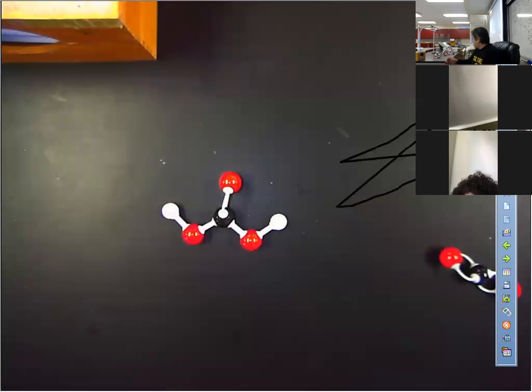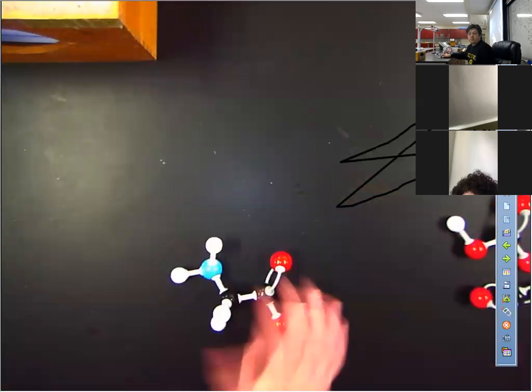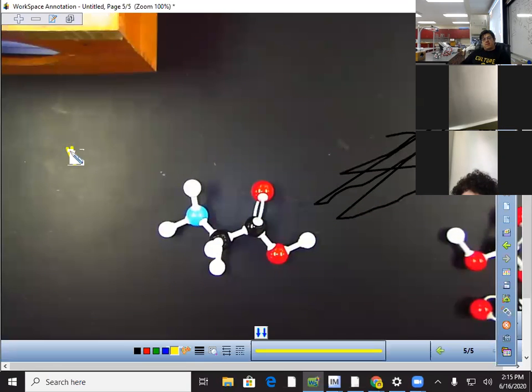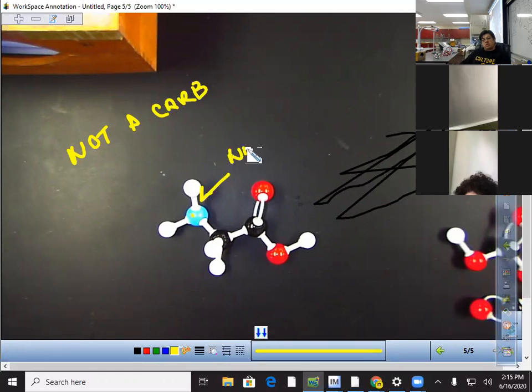Okay, how about this one? Giselle. Carbohydrate, yes or no? No. Why not? Because it has a nitrogen atom. Not a carb. Very good. That was easy, right? Yes. That right there, the blue, is nitrogen. Carbohydrates do not have nitrogen. Excellent job. What is this molecule?